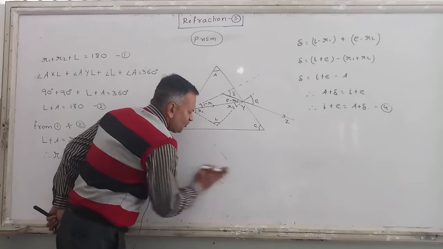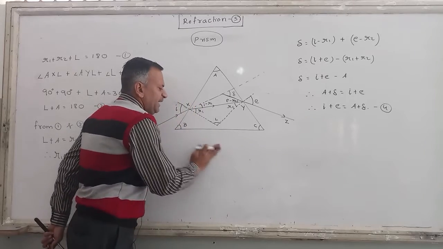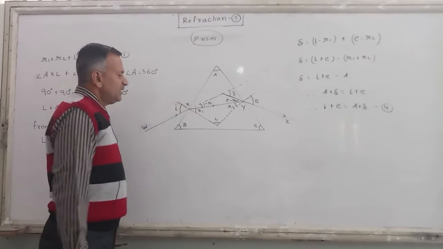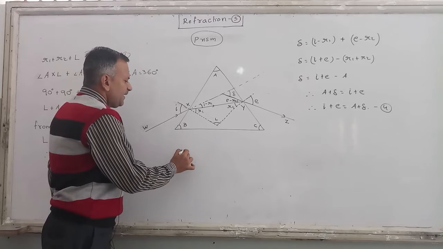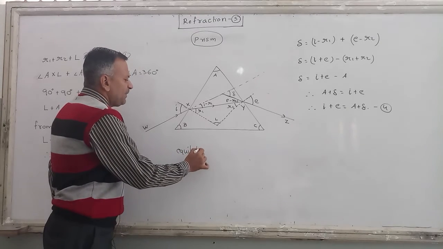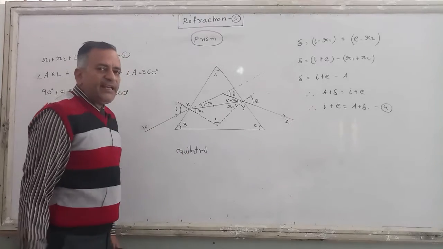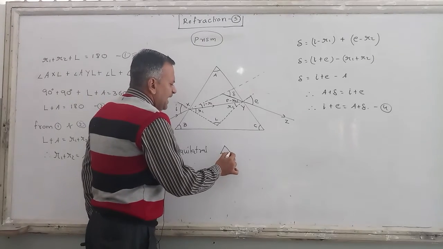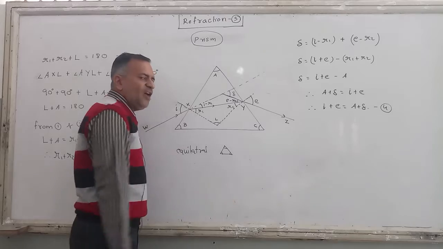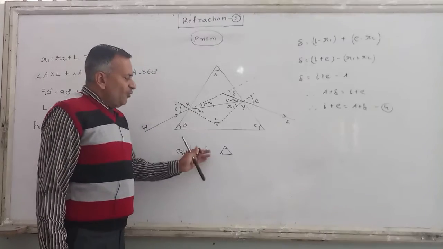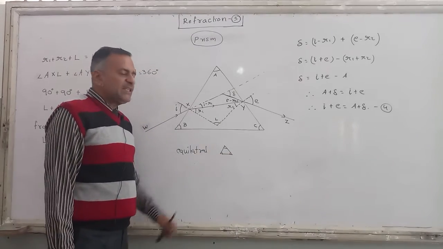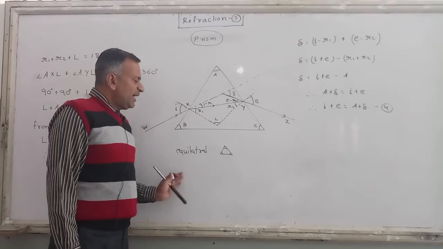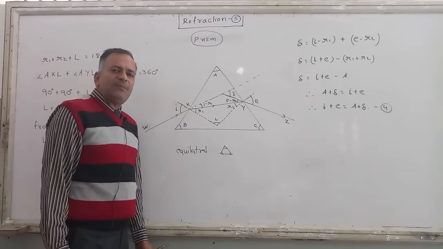There are various types of prism that you would be seeing in and around. First is the equilateral prism. What is it? Equilateral prism has all the angles each of 60 degrees. If you see from one side, it appears like an equilateral triangle, and so it is called an equilateral prism.